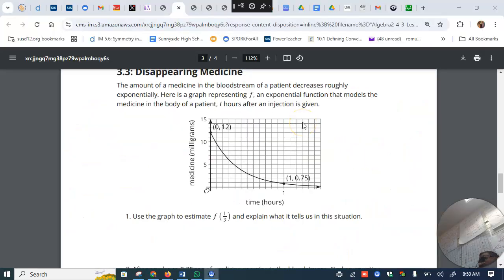Okay, we go to the last activity, and that is 3.3. This is about disappearing medicine. You can see the amount of medicine in the bloodstream of a patient decreases roughly exponentially. You can clearly see the graph is going down, see, exponentially. And here is the graph representing the f graph that models medicine in the body of a patient t hours after injection is given. So the shot is given by the nurses in the hospital maybe, and in the beginning, how many milligrams of medicine is there is showing up.